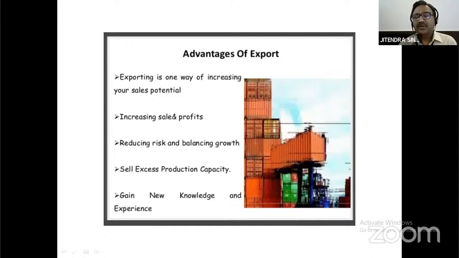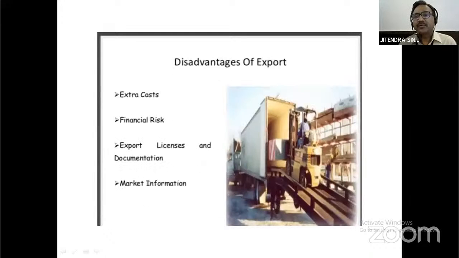Sometimes to gain knowledge and experience, we enter an international market, international business, just to gain the knowledge and experience of international business. Because nowadays it is very common to enter international business through export and import. So export is always considered good for the economy. It is always considered beneficial for the economy, but there are certain disadvantages of export also.